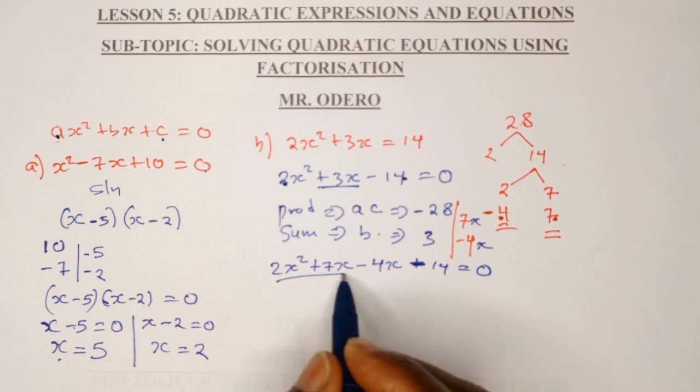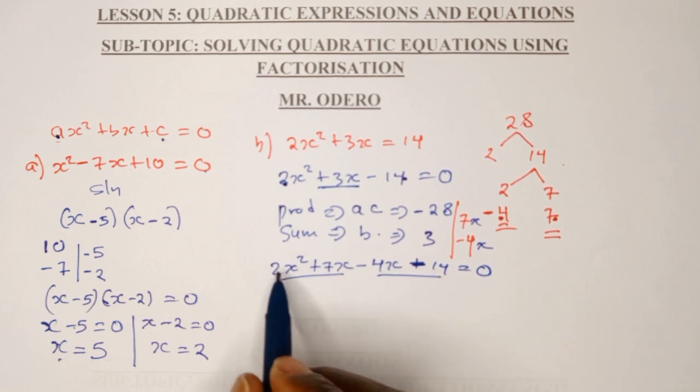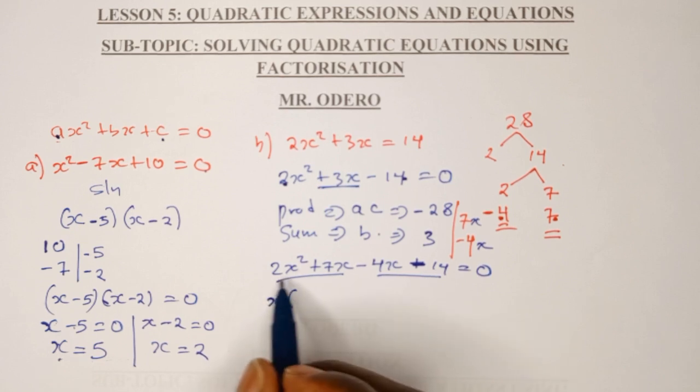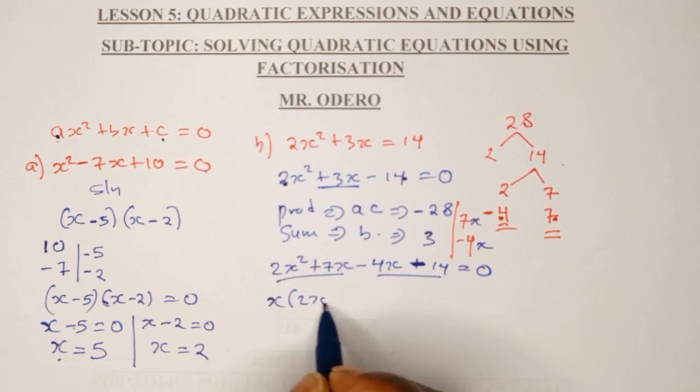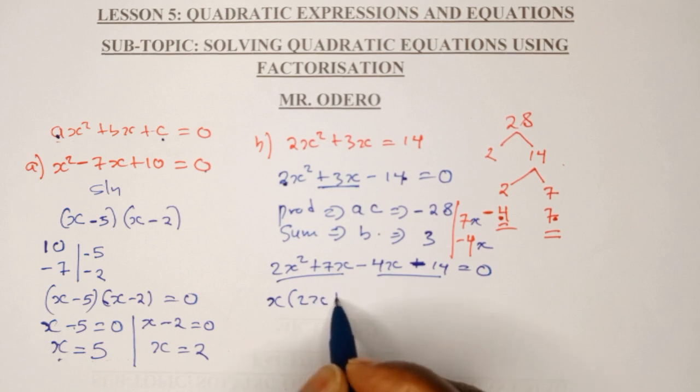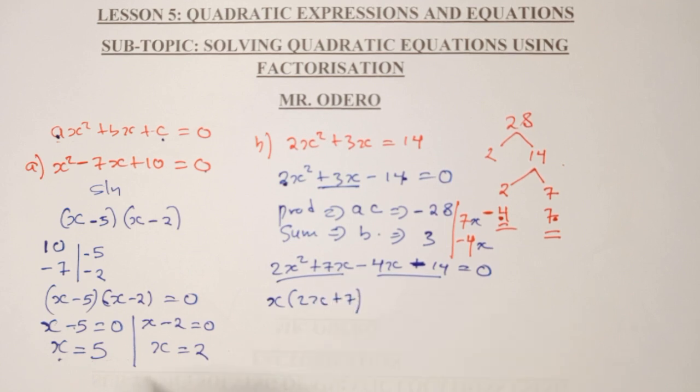So we group them into 2 like that. So we check what is common between these two. It is x, factor it out. x goes to 2x squared, 2x, x goes to 7x plus 7. We're done with that one.